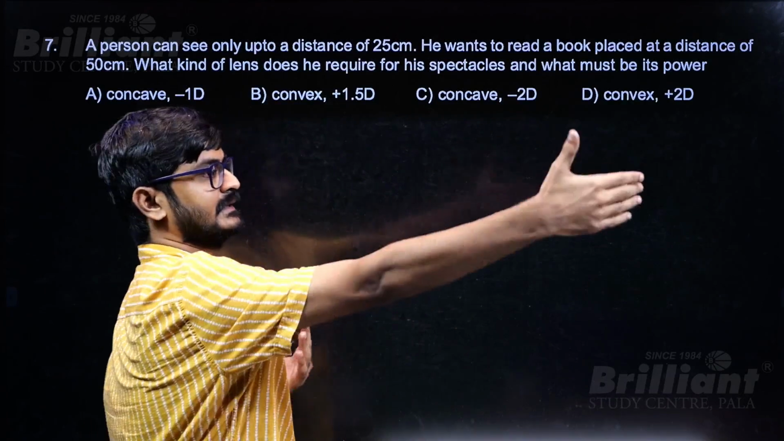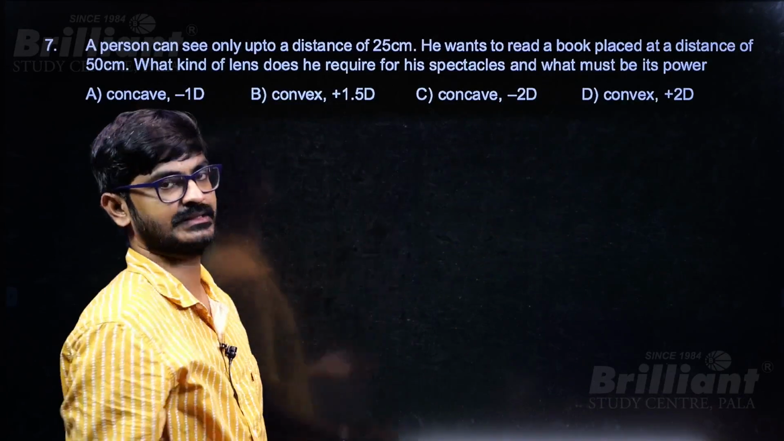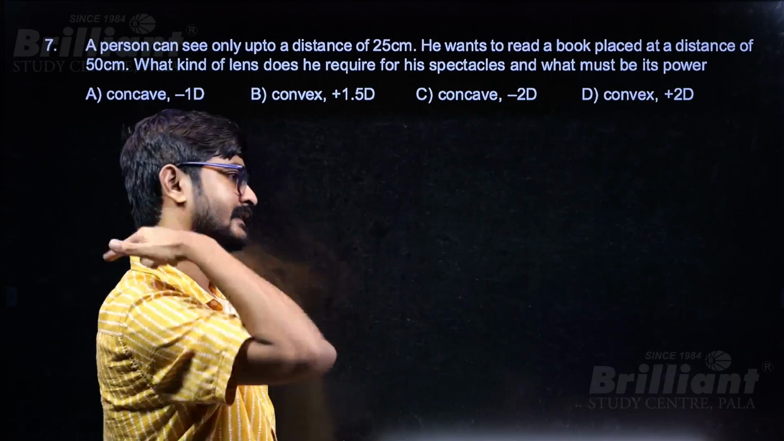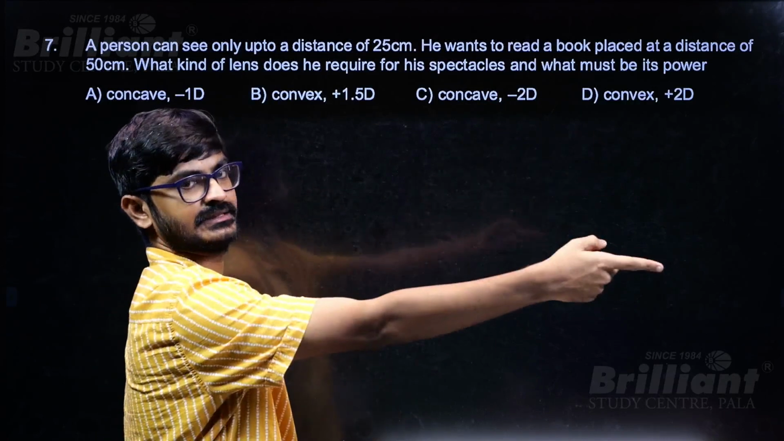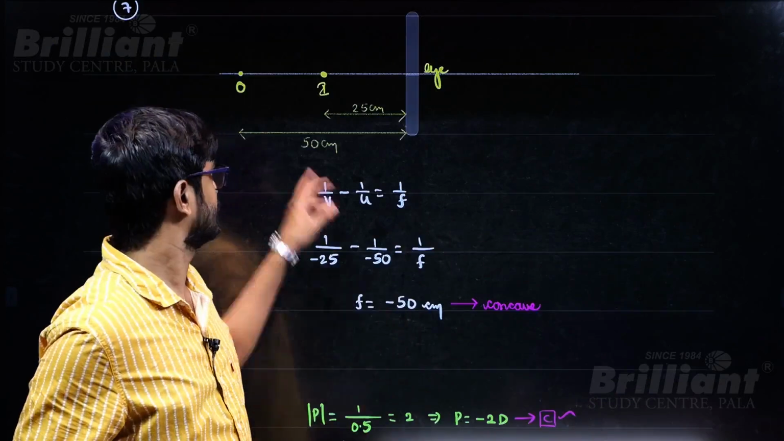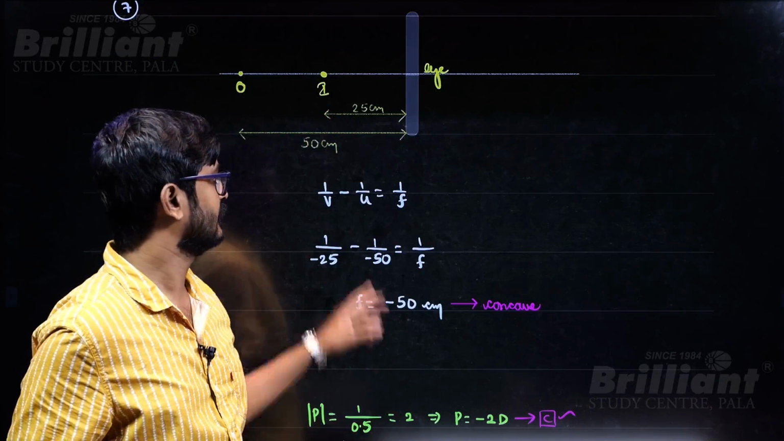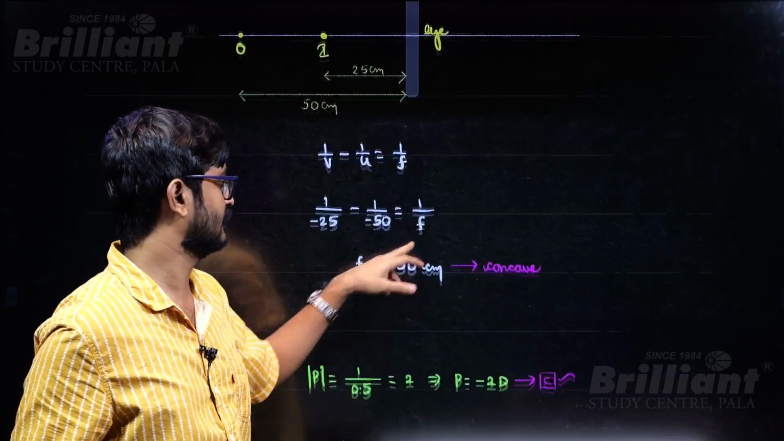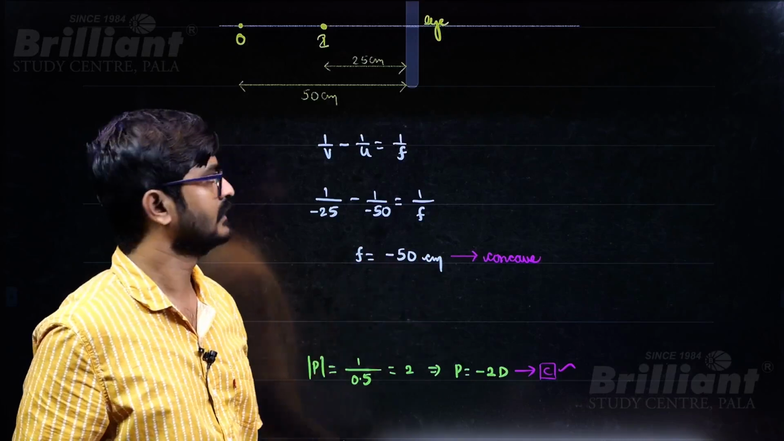So object distance is 50 and image distance is 25. Now incident rays are going this way, so this direction is positive and this direction is negative. So object distance is minus 50, image distance is minus 25. When you use the lens formula, object distance is minus 50, image distance is minus 25, you will get the focal length as minus 50.